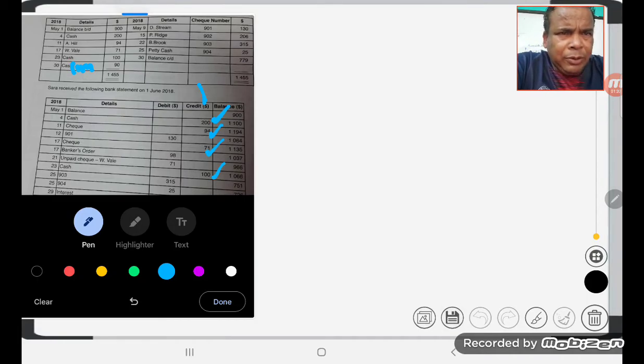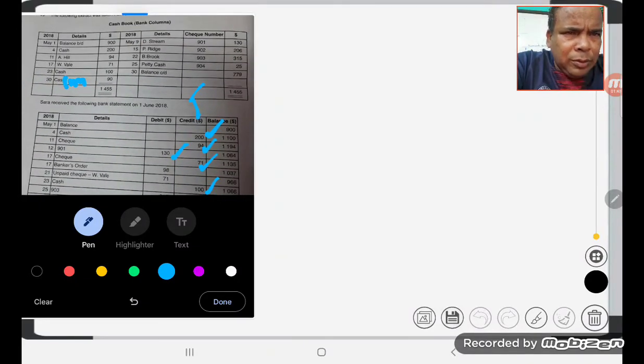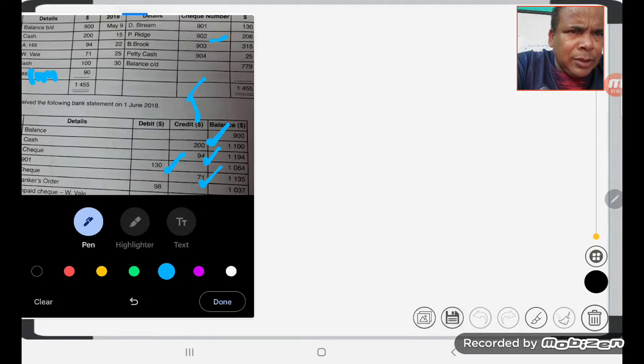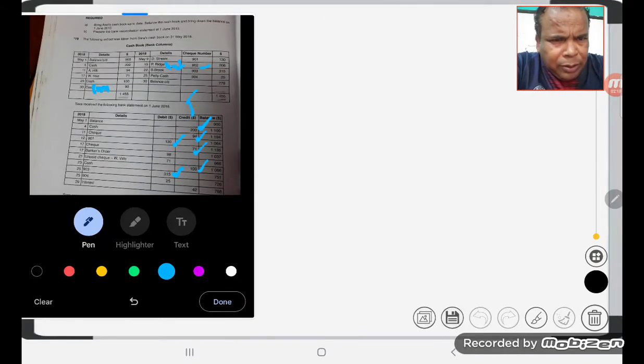And then let us see what we have on the credit side. We have 130 here, we put a tick. We have 200, we have 200. 206, we don't have it here on the debit side, so this one is known as undebited, or what we call unpresented. And then we have 315, we have 315 here. We have 25, and we have 25 here on the debit side.